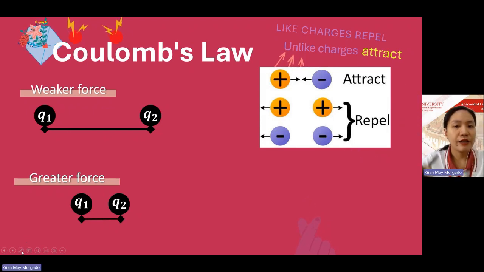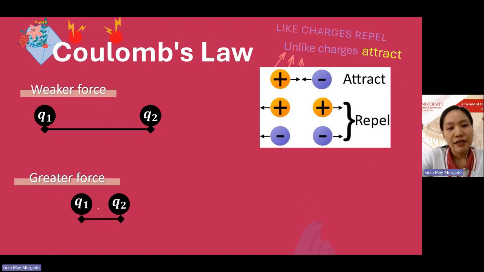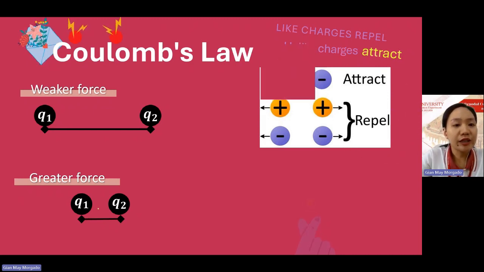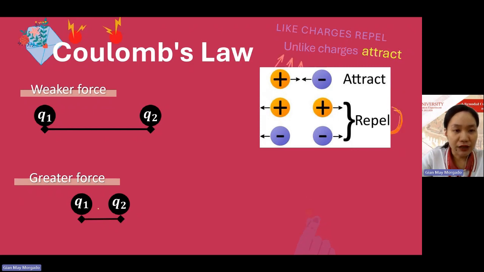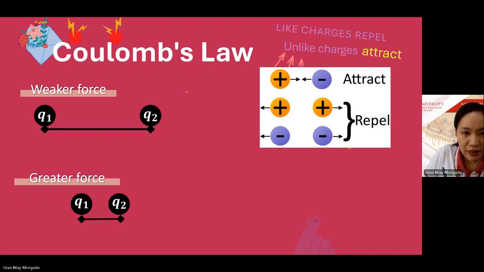Which means that the farther the charged particles are from each other, the weaker is the electrostatic force. And the closer they are to each other, the greater is the electric force. Again, this is an implication of the variable r squared in this equation.